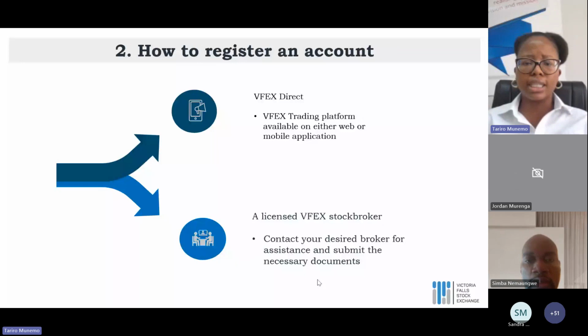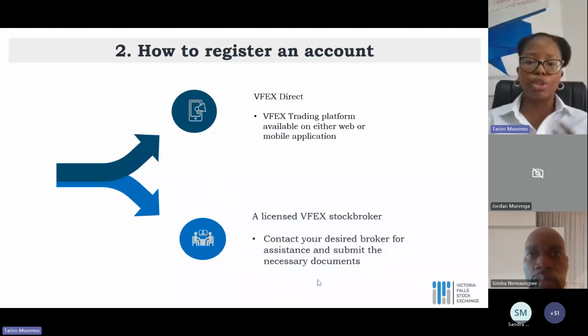So I will just expand a little first into trading directly through your stockbroker. The process would be you'd contact your desired broker. We have a list of licensed VFX brokers on our website. So simply type in VFX on Google and you'll be able to go to our website and go to market participants, and you'll be able to see the listed brokers that we have. So you select your desired broker and you get in contact with them, and they will walk you through how to register an account. They will simply require the 3 main necessary documents, which I will speak about later on in my presentation.